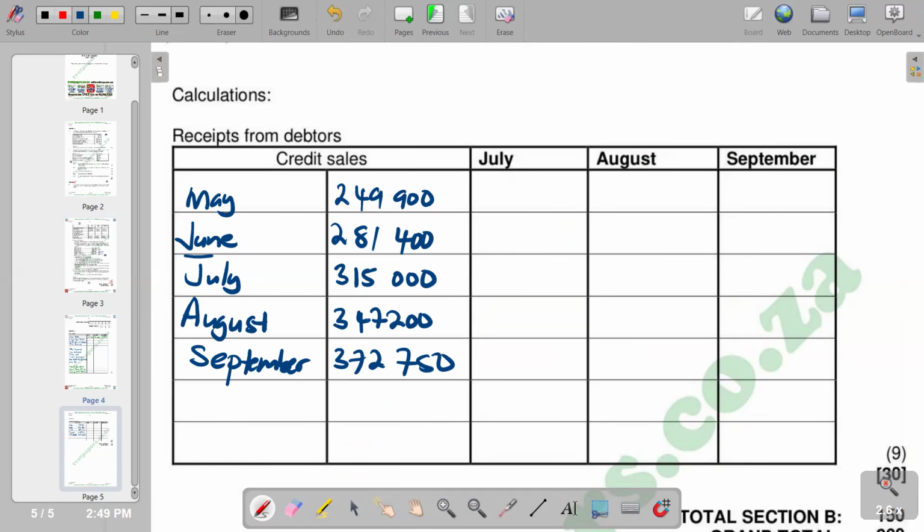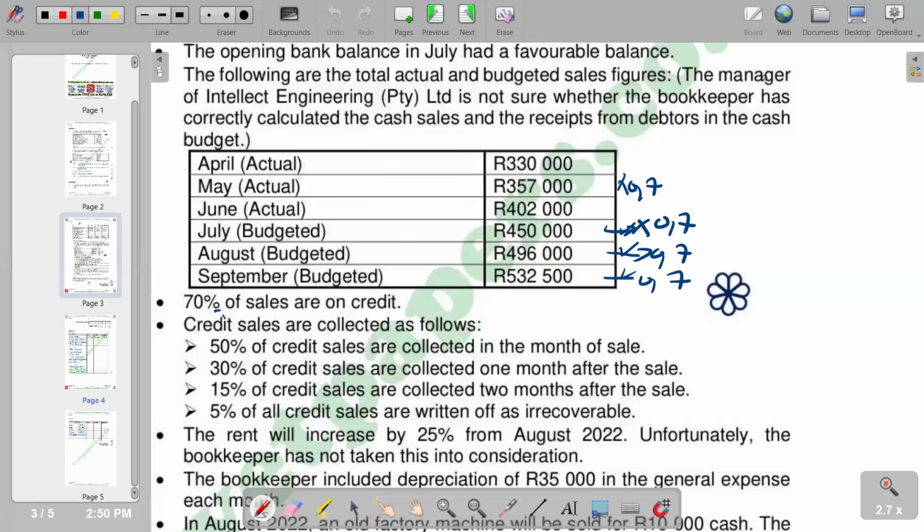So basically, this is what we have in terms of a proportion of our credit sales. From there, we now go to the receipts from debtors to see what we are supposed to receive in terms of their proportion. If you check the credit sales allocations, we're told that 50% of credit sales are collected in the month of sale. So we go to the month of sale, and we multiply by 50%, because that share will be received in that very month.